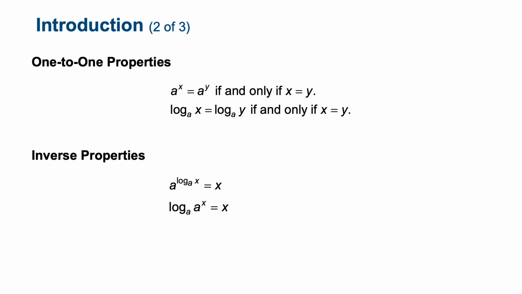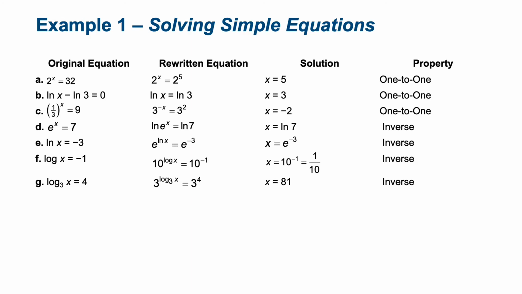So let's see some examples of the properties. Suppose you have 2 to the x is equal to 32. I can rewrite 32 as 2 to the 5th power, and then I can compare exponents, and there I've solved it: x is equal to 5. If you have ln of x minus ln of 3 is equal to 0, you can add ln of 3 to both sides, and you get this equality. Then, using the one-to-one property, I can say that x is equal to 3. Okay, let's try another one.